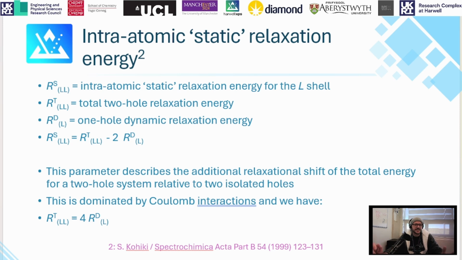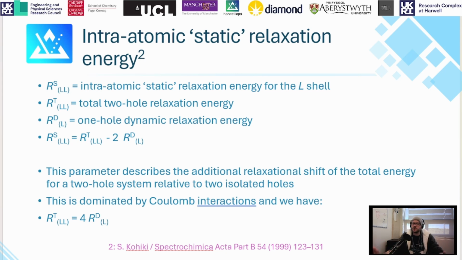So our static relaxation energy can be thought of as the difference between the total energy of the two-hole system and 2 times the energy of the individual one-hole dynamic system. This refers to the additional response of a double vacancy as opposed to 2 individual vacancies. Now this is only going to be particularly important for later on when we come to talk about our Auger parameter shifts and how this relates to some of the initial and final state contributions.